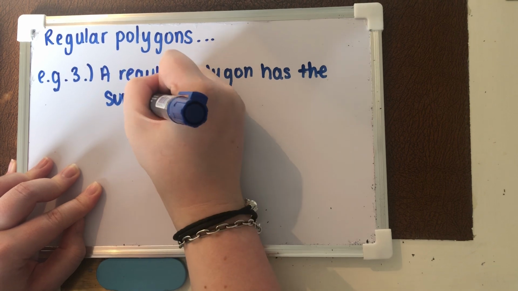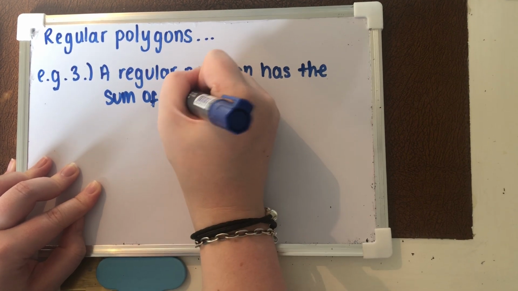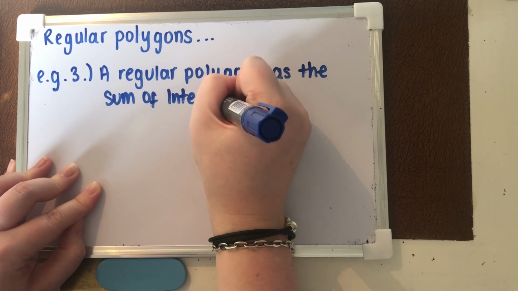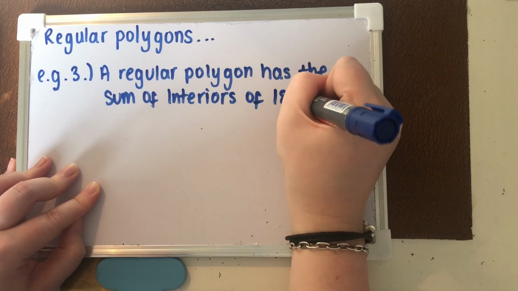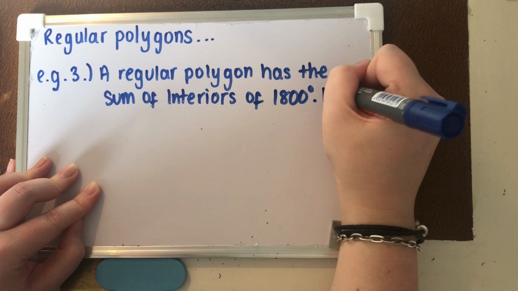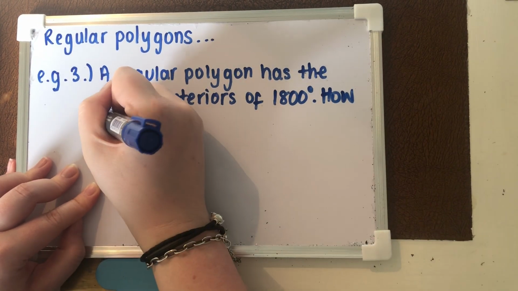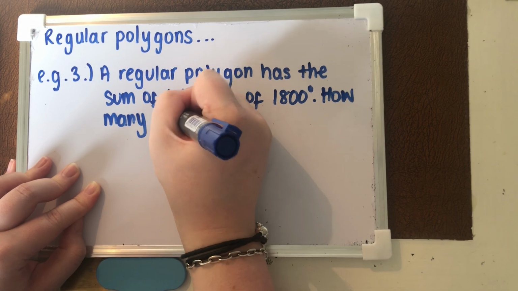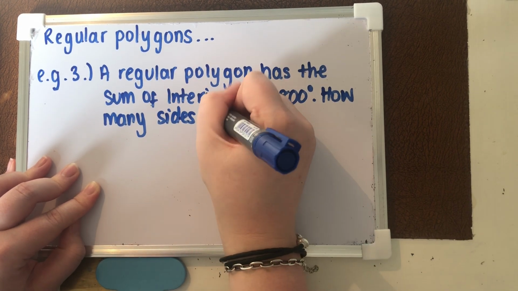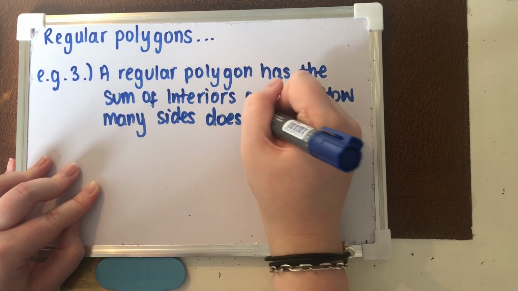The sum of interiors of 1,800 degrees, how many sides does it have?